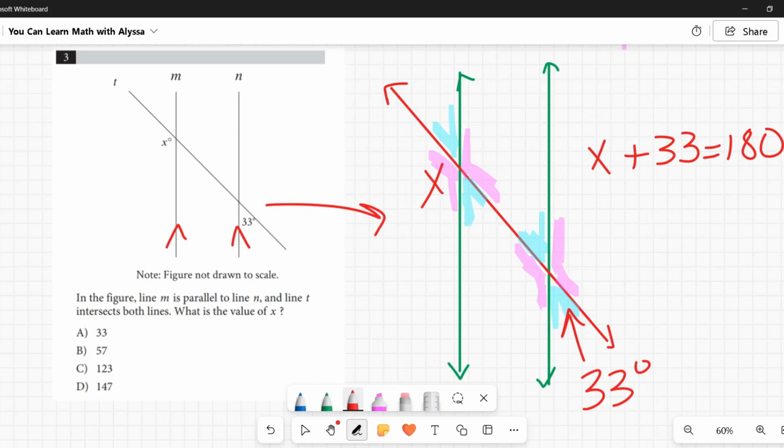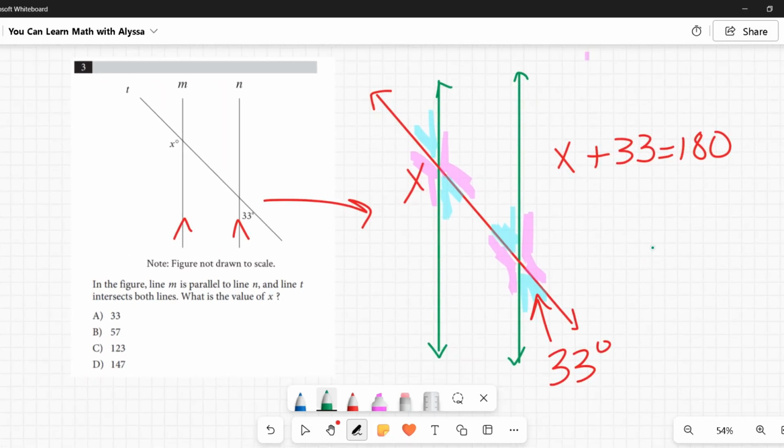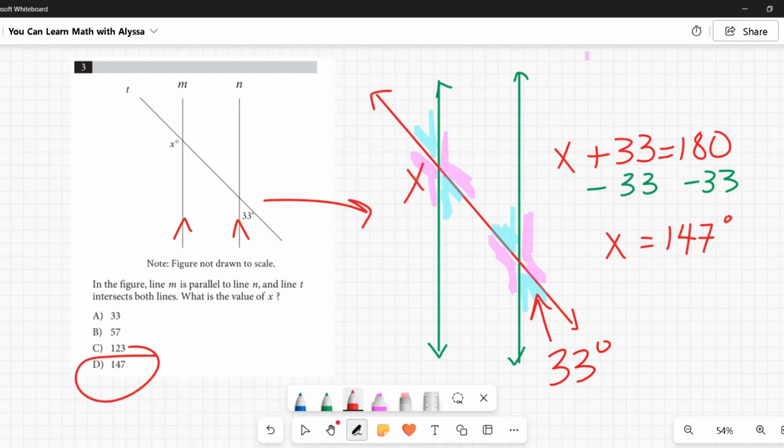So to solve for this, since x plus 33 is 180 degrees, I need to undo what's been done to x. 33 has been added, so we subtract 33 from both sides, and we get that x is equal to 147 degrees, and that means my answer is D.